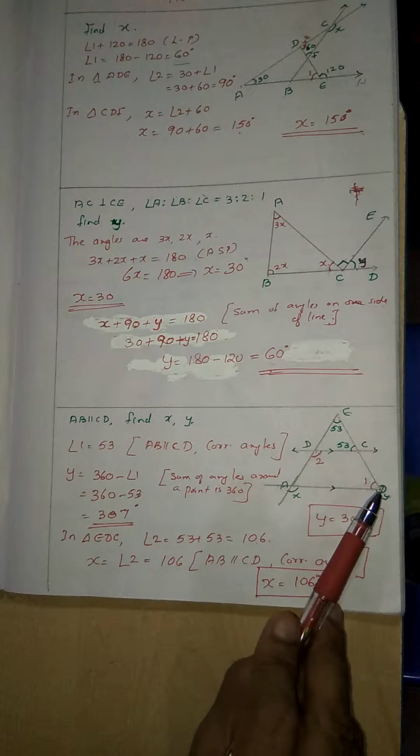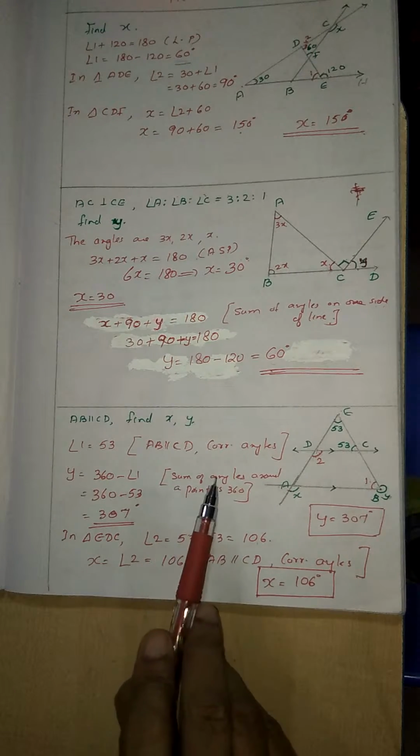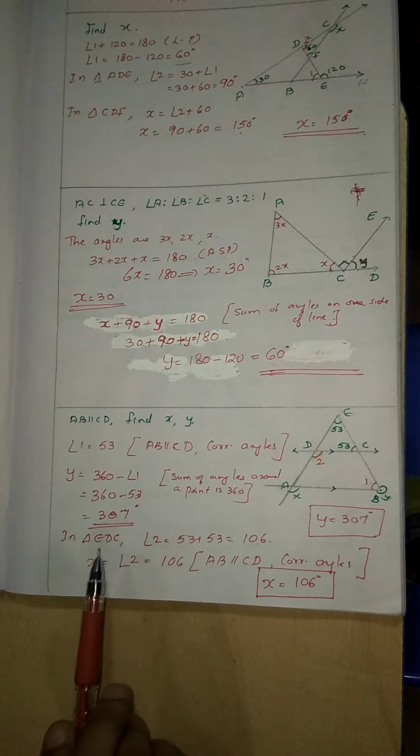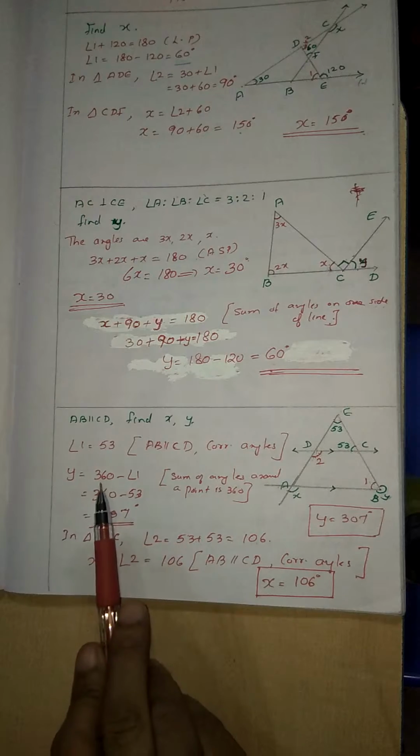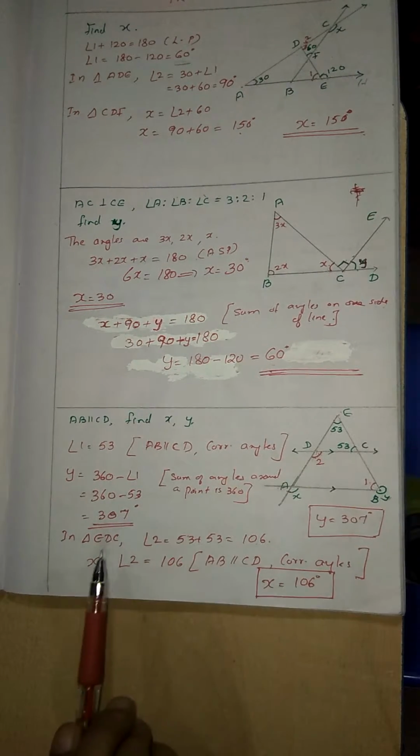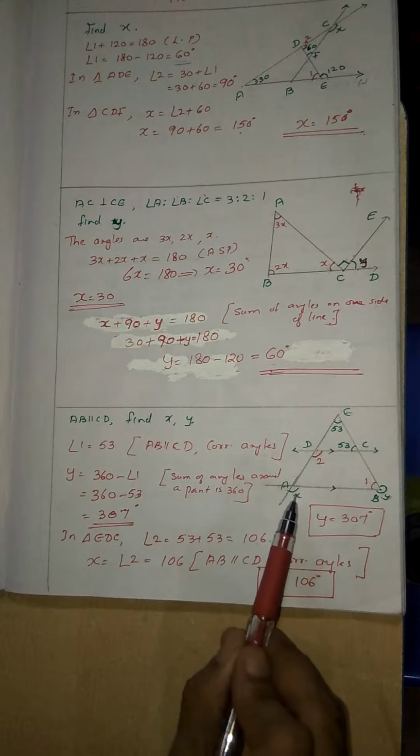Now you know the theorem: the sum of angles around a point is 360. So you can say the other angle is equal to 360 minus 53, equal to 307. Now we have to find the value of x.